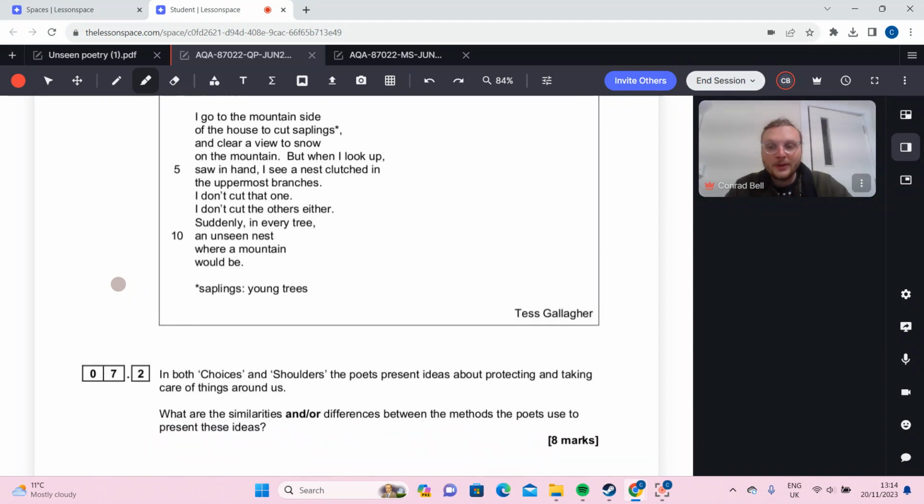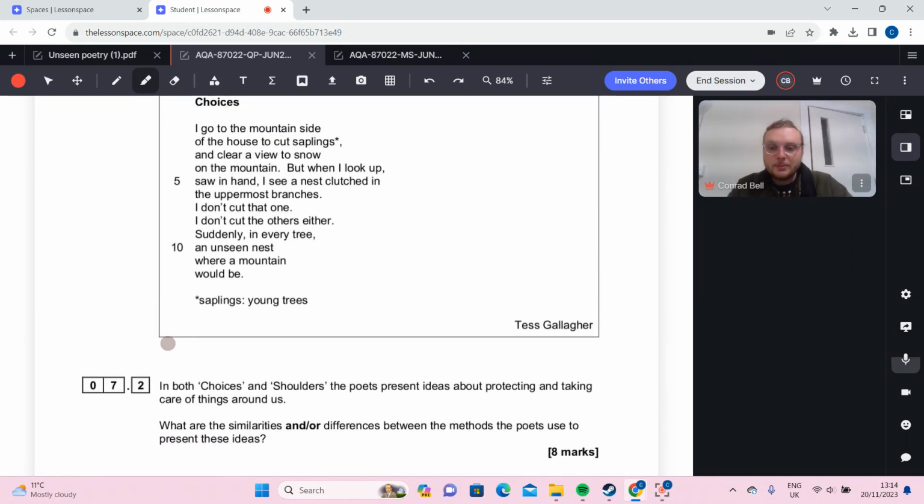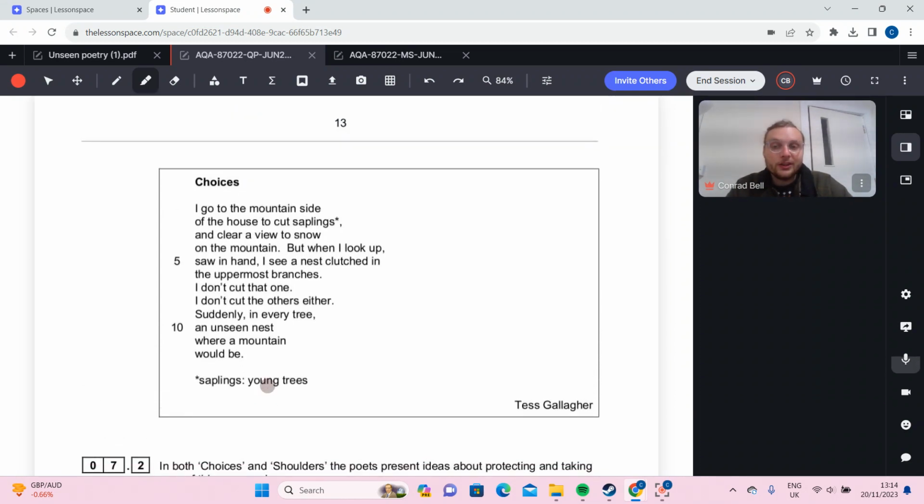And then here is the second one. So again, we need to read the question first. In both Choices and Shoulders, the poet presents ideas about protecting and taking care of things around us. What are the similarities and or differences between the methods the poets use to present these ideas? So again, we're looking at different writing techniques, different styles, and the different structure that was used. Anything can be used. However, what I would say is always start with the theme, the thing they're trying to present, and then use the techniques to back up your answer.